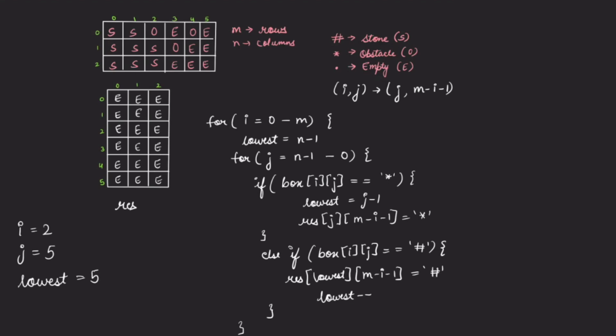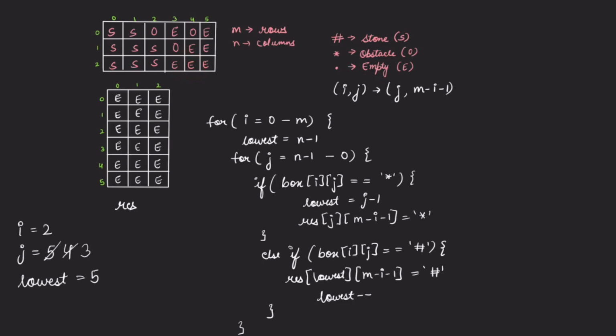Now when you come inside this loop, you are checking if box of i comma j is equal to a star, that is, an obstacle, right? What is i comma j? It is 2 comma 5. What is present at 2 comma 5? An empty cell, right? So this condition is false and the other condition is also false. So we move forward and j is decremented by 1, so it becomes 4. Now our indexes are 2 comma 4. What is present at 2 comma 4? Again an empty cell, so again both conditions are false.